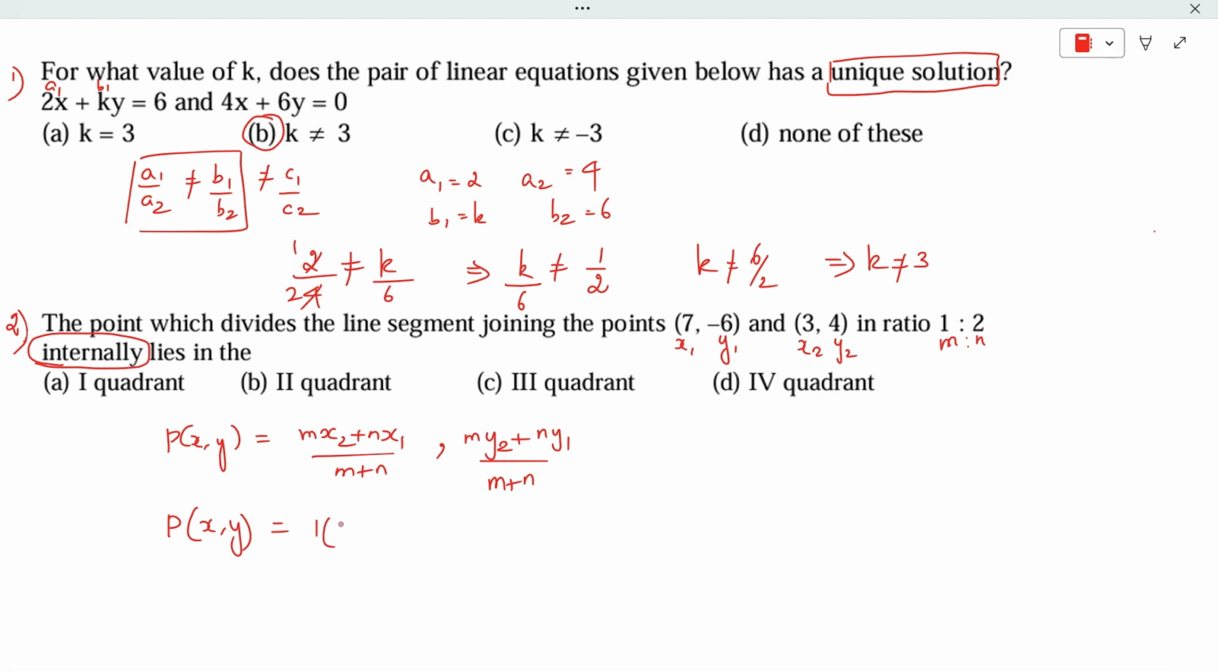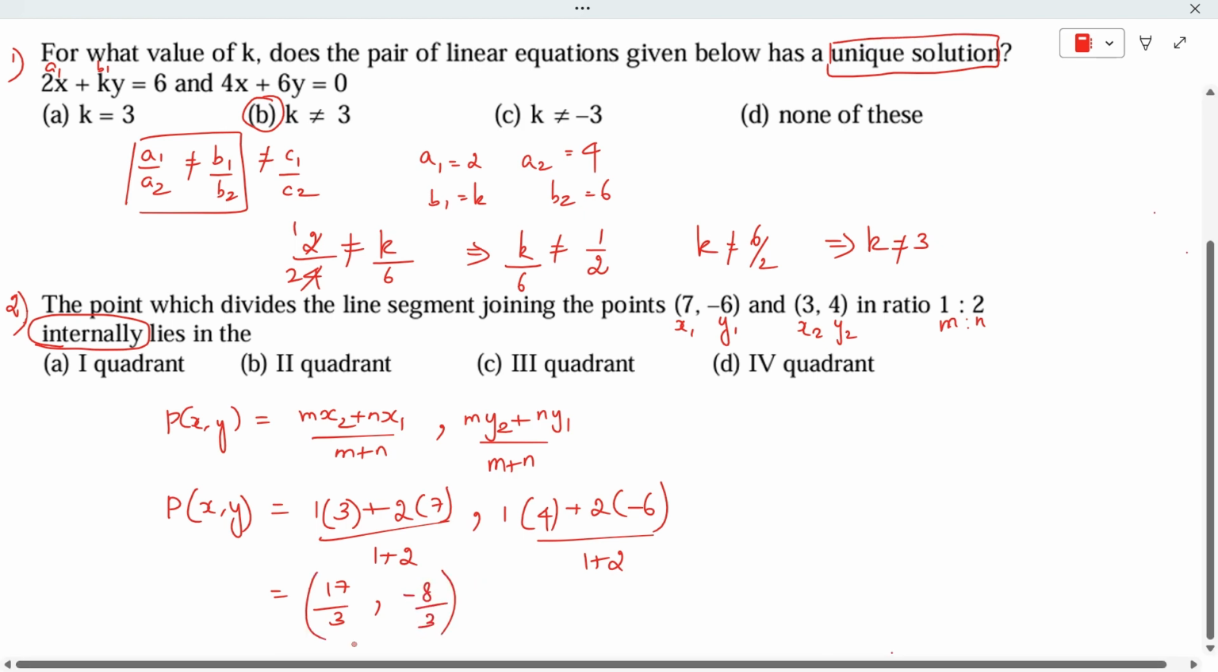m is 1, x2 is 3, plus n is 2, x1 is 7, by m plus n, that is 1 plus 2. Similarly, substitute for the y coordinates. m is 1, y2 is 4, plus n is 2, y1 is minus 6, by 1 plus 2. So if you multiply, 3 plus 14 is going to be 17 by 3, and this will be 4 minus 12, so it is minus 8 by 3. So here the x coordinate is positive and the y coordinate is negative. No need to divide it, just see the sign.